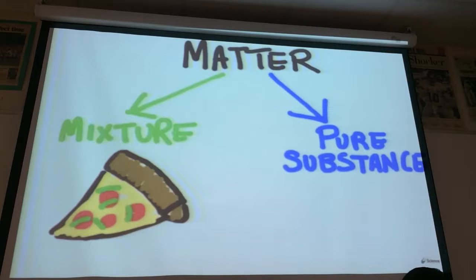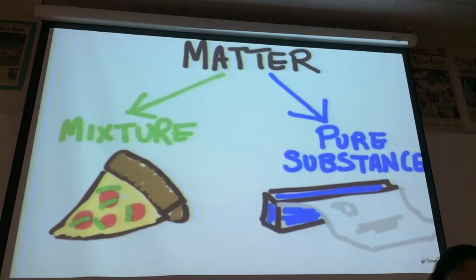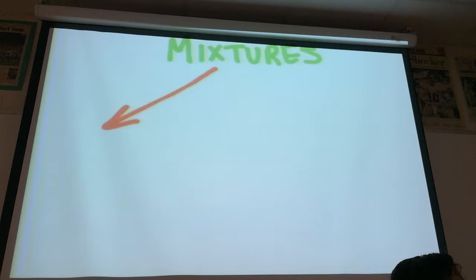A pure substance, on the other hand, is only made up of one substance, in other words, only one type of matter. You can't break it down into any different types of matter. An example of a pure substance is aluminum foil. If you started to tear apart or break down the aluminum foil, it's still going to be aluminum. And so it's a pure substance because it's only made up of one substance or only one type of matter. Let's focus in on mixtures for a moment. There are two categories of mixtures.